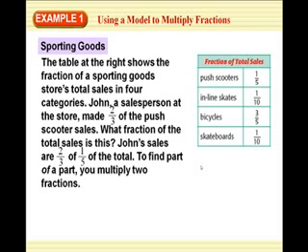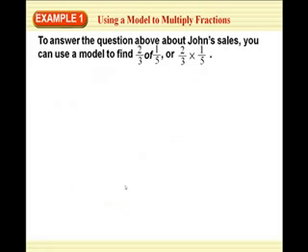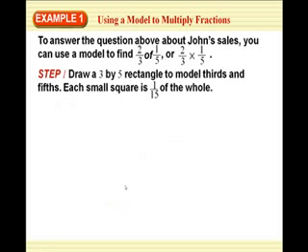To find part of a part, you multiply two fractions. So he sold 2/3 of the 1/5 sales of push scooters. So 2/3 times 1/5 is the problem that we're doing here. Okay, so to show you a picture of this, it says draw a 3x5 rectangle to model thirds and fifths. So you have the bottom of the fractions. So when you do that, you have 15 squares inside here.